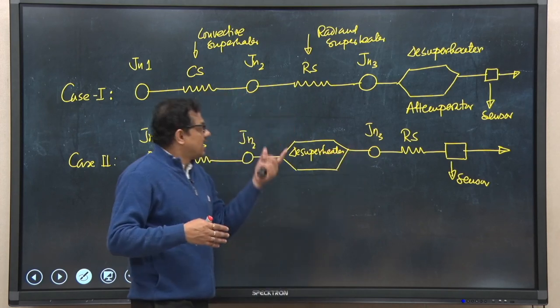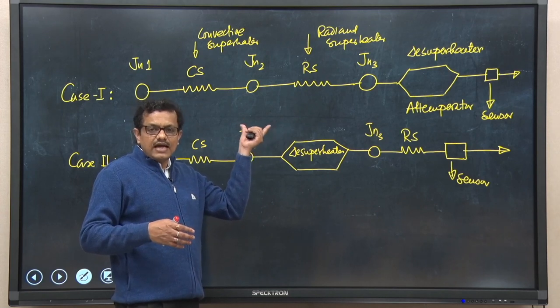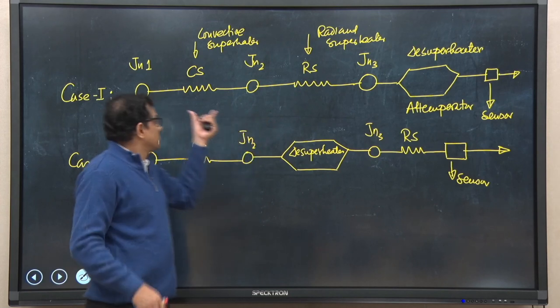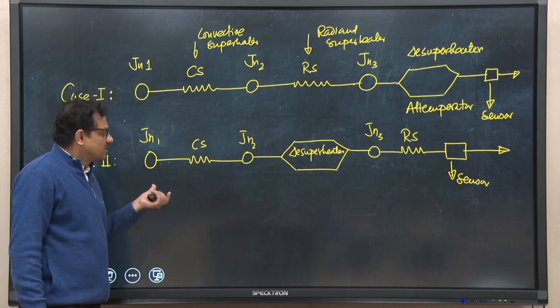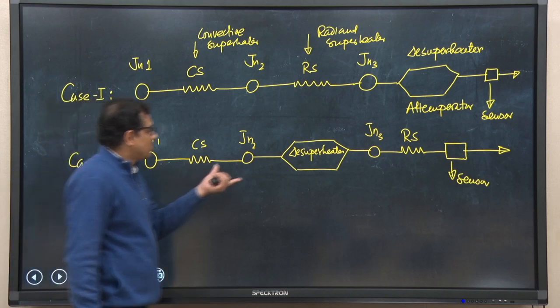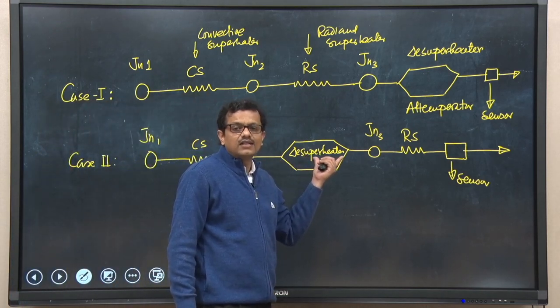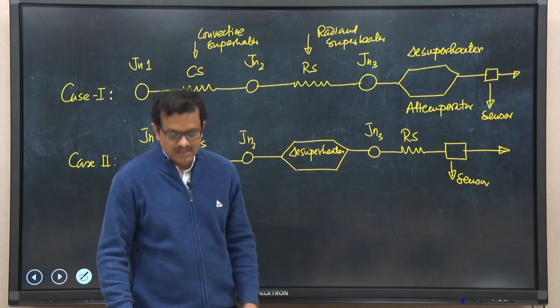So, this is the advantage of case 2. Depending on the requirement, the arrangement can be either case 1 or case 2. In both the cases, the superheaters are placed in series, and we also can see the de-superheater in the circuit, and the function of the de-superheater is to reduce the temperature.